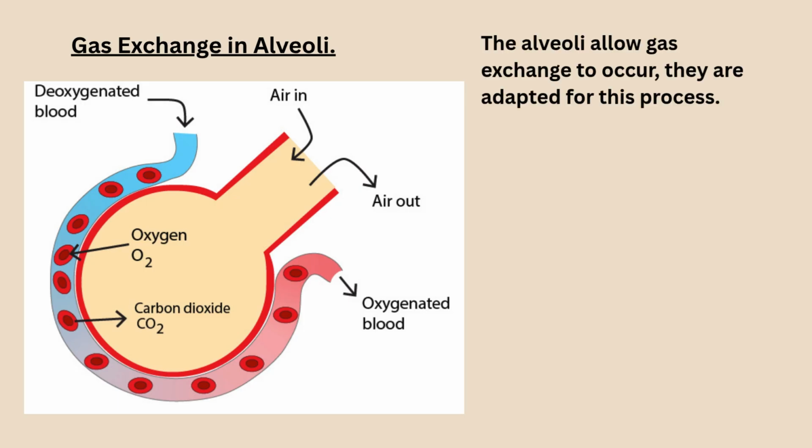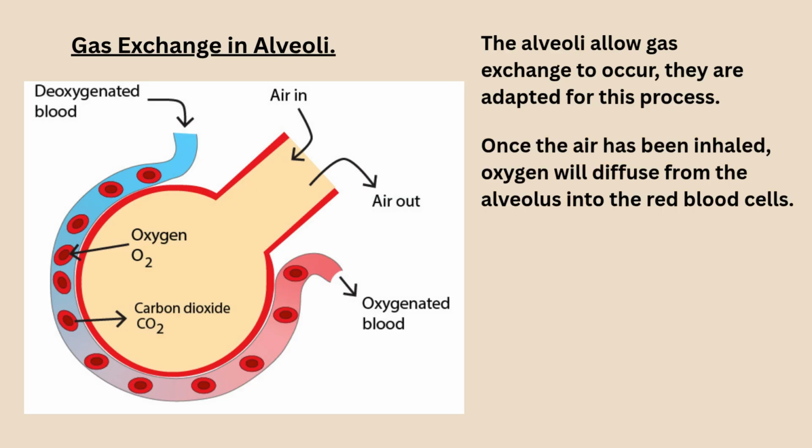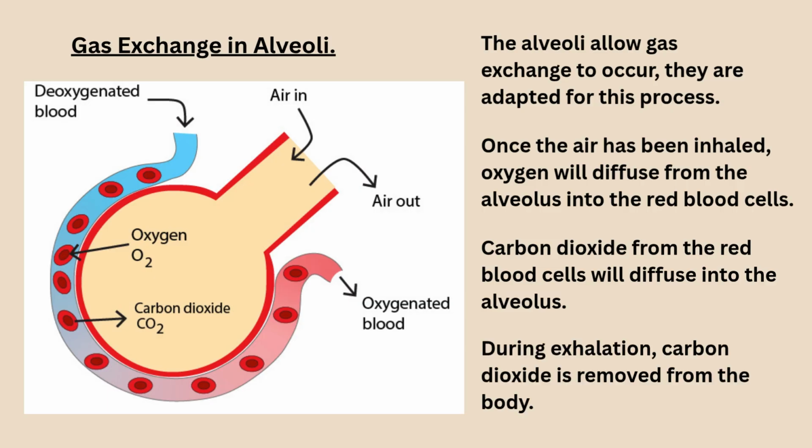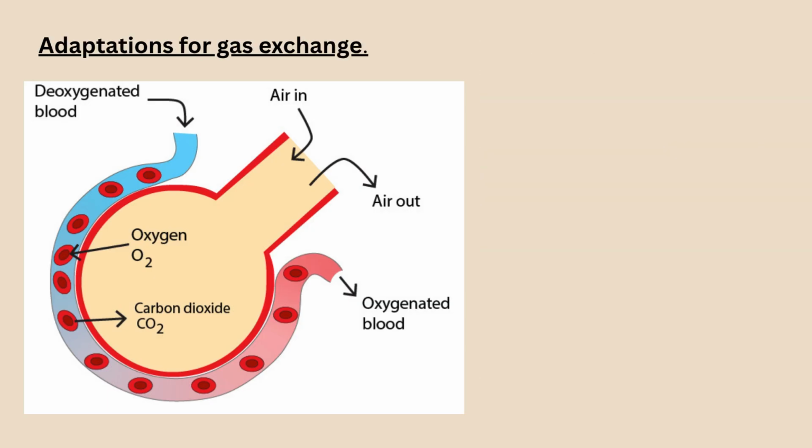Gas exchange in the alveoli. The alveoli allow gas exchange to occur, so they are adapted for this process. Once the air has been inhaled, oxygen will diffuse from the alveolus into the red blood cells. Carbon dioxide from the red blood cells will diffuse into the alveolus, and during exhalation, carbon dioxide is removed from the body.